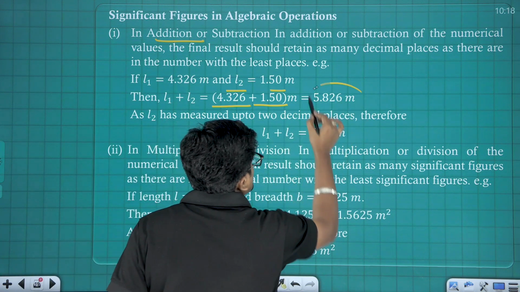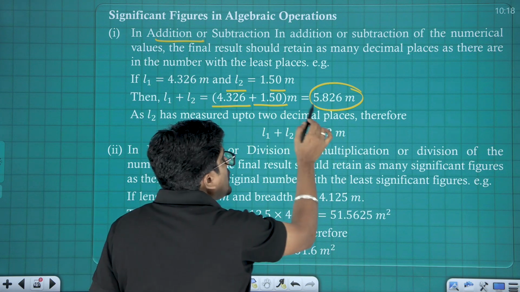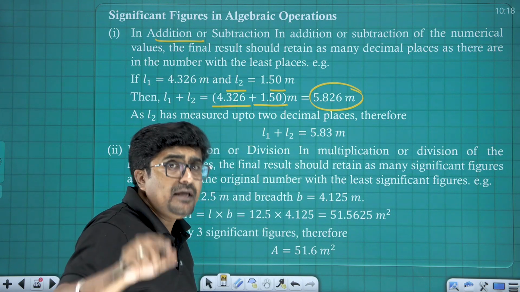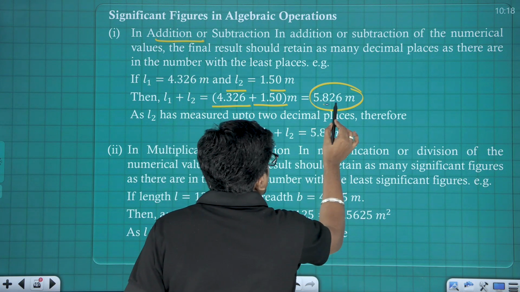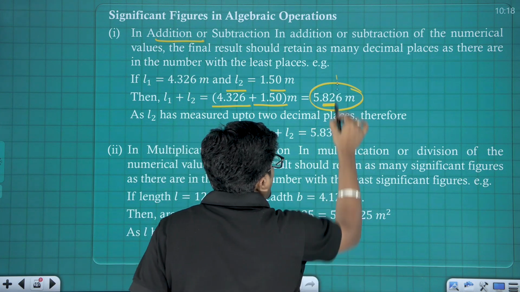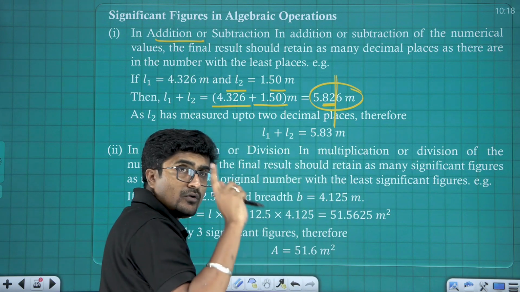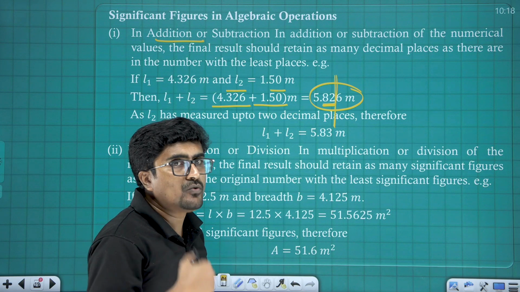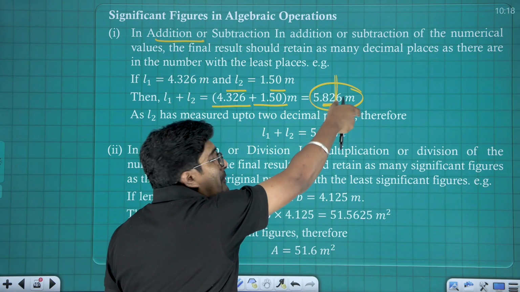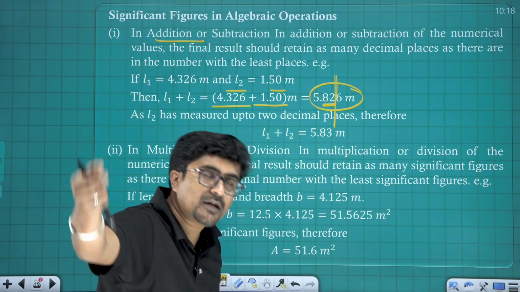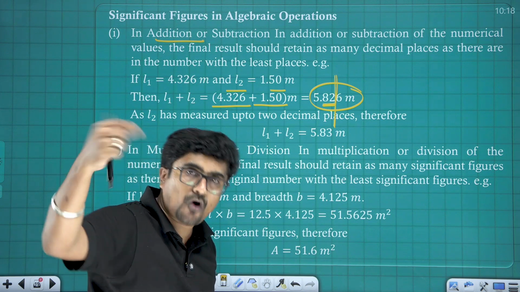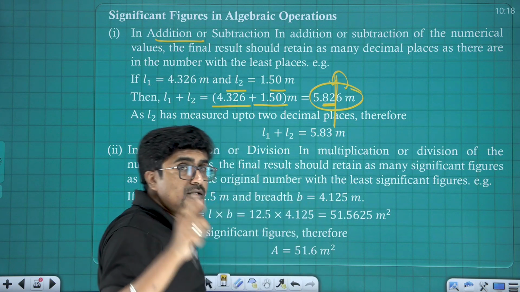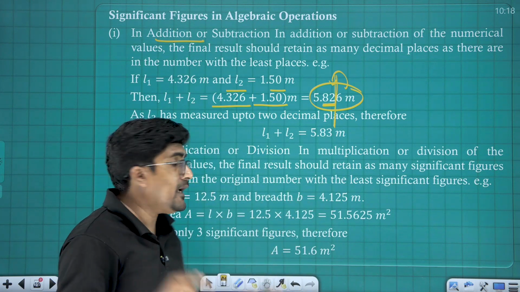So if I add these two, I am going to get the final answer as 5.826. Now I am allowed to take only 2 decimal places, so I have to limit it to 2. And just after that, I have got 6. That means again I have to go for rounding off. Since the number I am going to drop is greater than 5, I have to increase the value towards the left by 1. So the final answer is going to be 5.83.